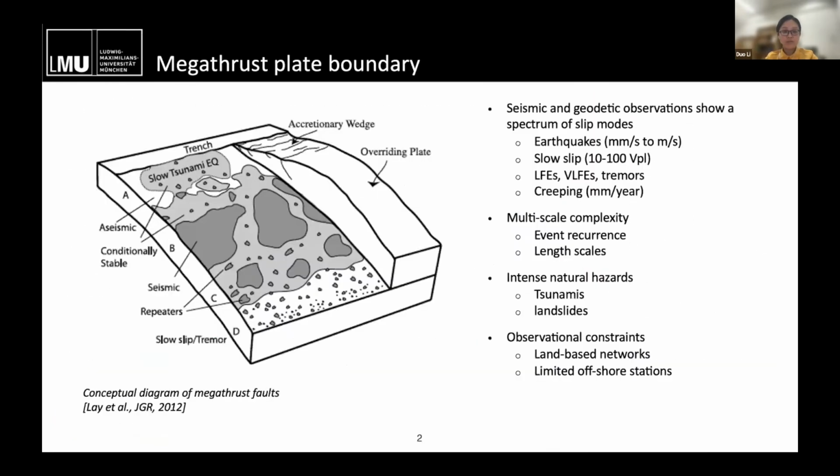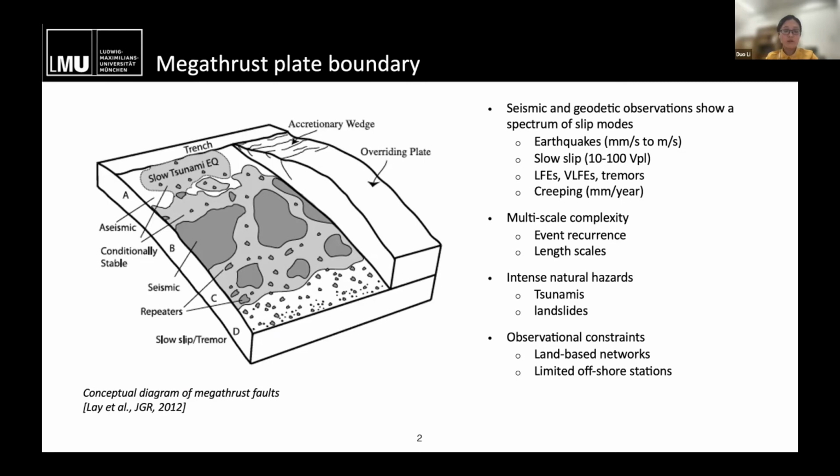Megathrust earthquakes are of particular interest to geophysics because most of the disaster earthquakes happen on subduction faults. The oceanic plate and the continental plate converge under the tectonic loading, and they can release the strain energy in different types of slip modes.